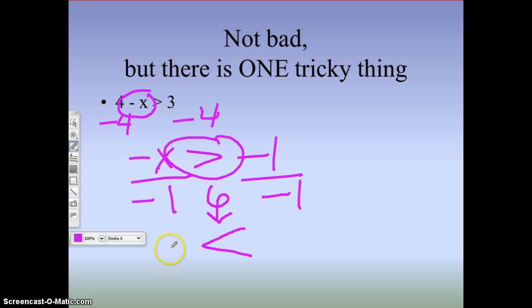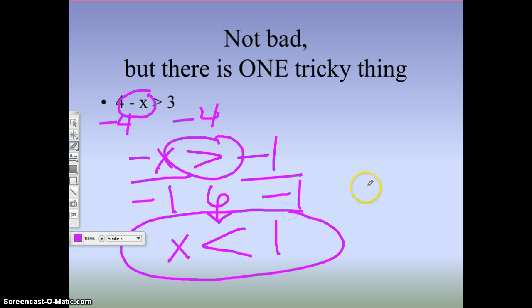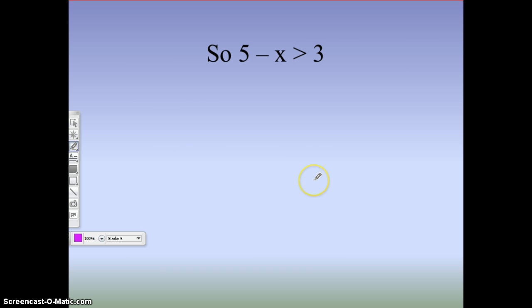Negative x divided by negative 1 gives us a positive x. Negative 1 divided by negative 1 gives us positive 1. X is less than 1. Don't forget the one tricky thing. If you multiply or divide by a negative number, you have to flip the operator. Let me show you again.